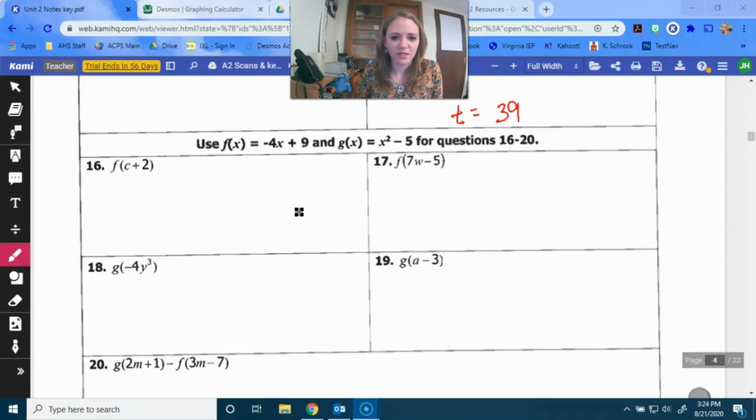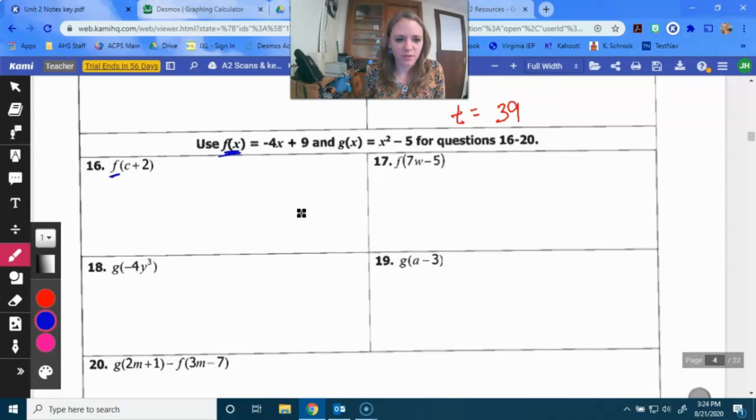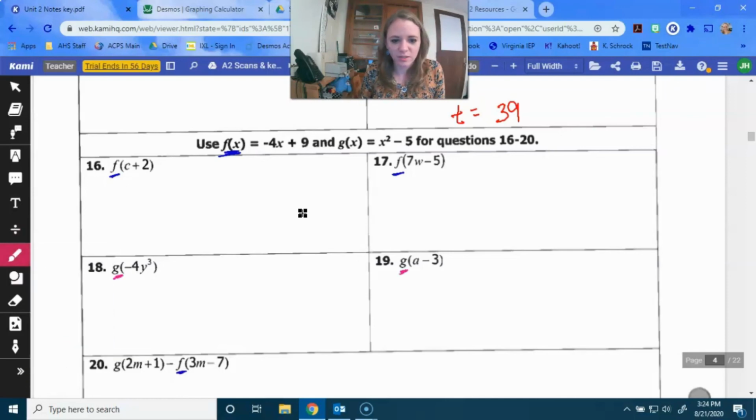So, number 16. Use f of x and g of x. So, let me go ahead and mark this in blue. And then I'll mark all of my f's in blue, and then my g's in pink. I kind of like that. It's like pink is for girl, or something like that.